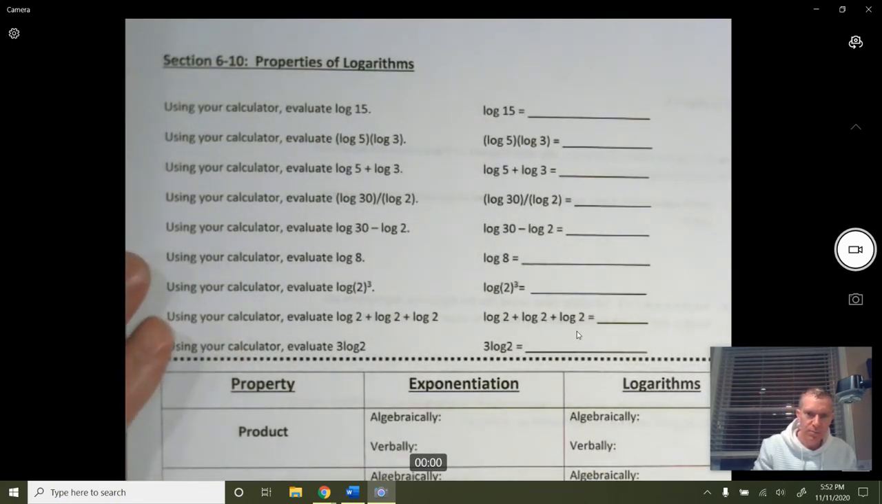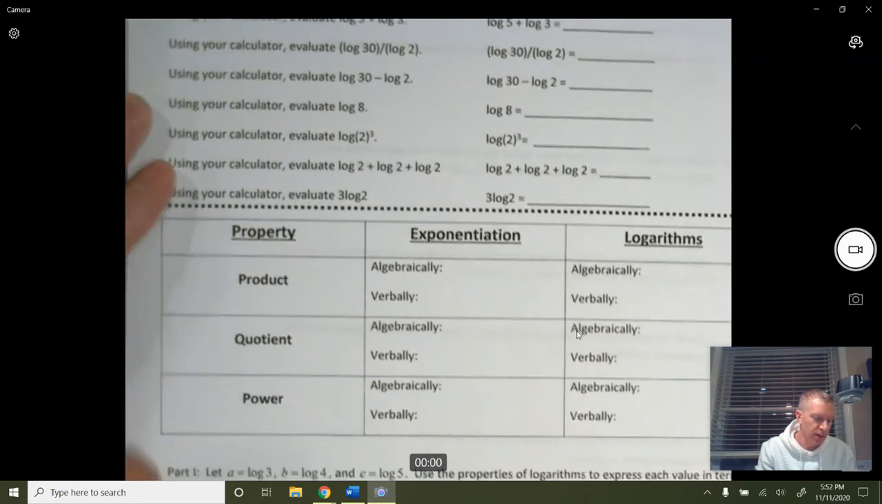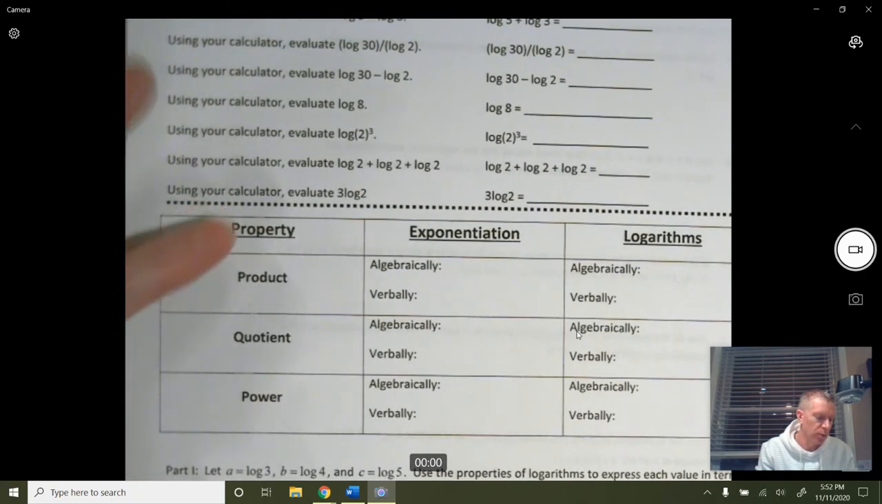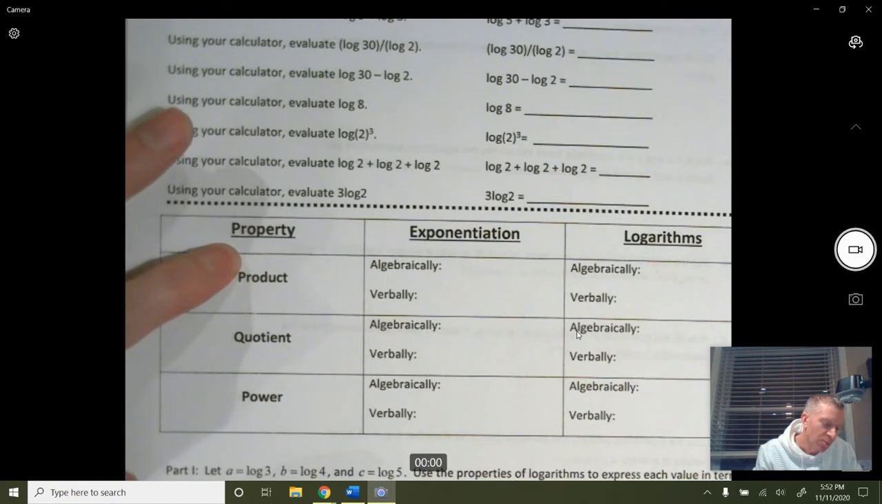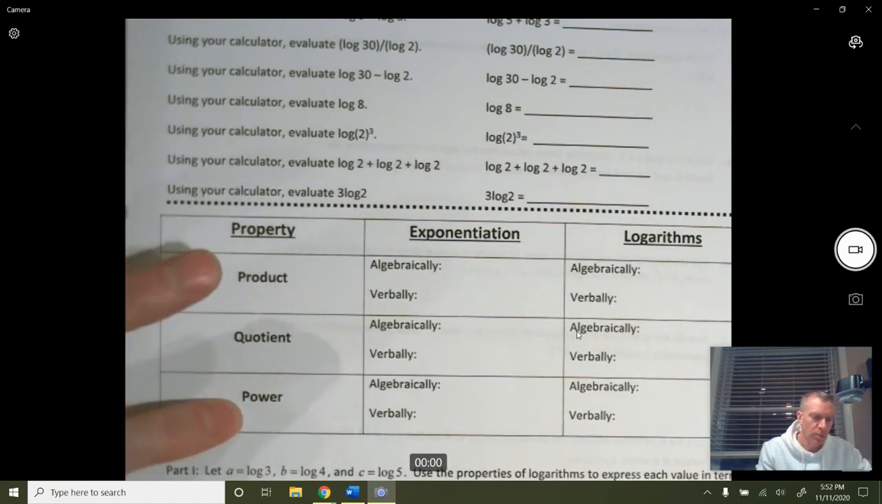There are three basic properties that we're going to talk about: the product property, the quotient property, and the power property.